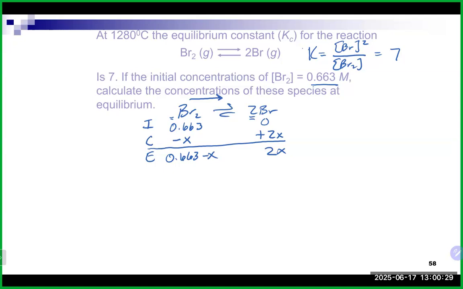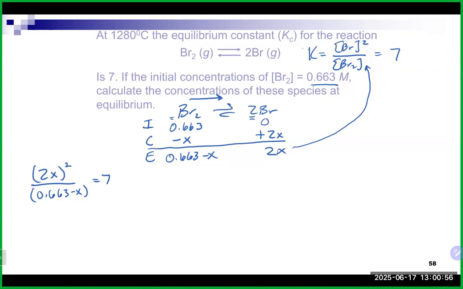Questions on the ICE table here? We're ready now to solve for x, so we're going to take our equilibrium line and basically put it into our expression. And when we do that, that's going to give us 2x squared divided by 0.663 minus x equals 7.